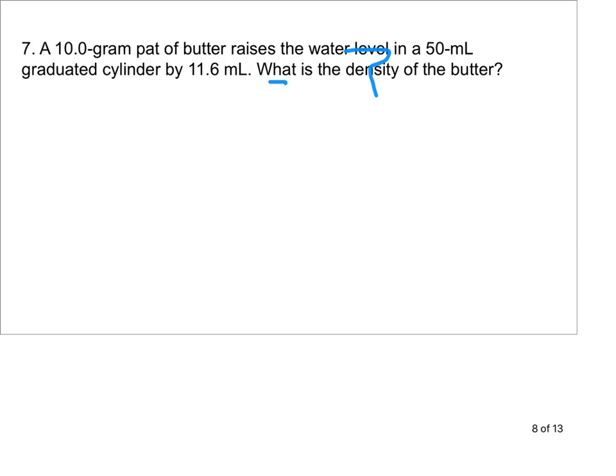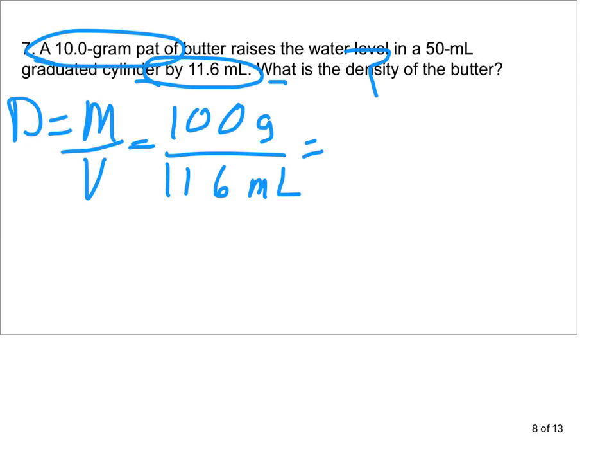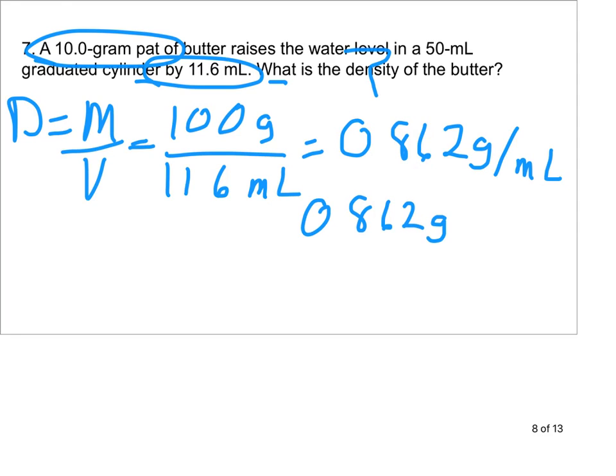What is the density again? Density equals mass divided by volume. One more time. There's our mass, 10.0 grams. There's our volume, 11.6 milliliters. This one you just want to type into your calculator. And when you get to the proper number of sig figs, 0.862 grams per milliliter. Or again, it could be 0.862 grams per cubic centimeter. Either are acceptable answers.